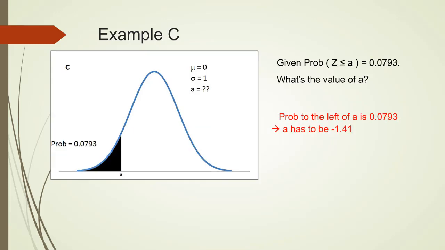This question tells us the area to the left of A is 0.0793. Here we are asked to find a z-score for a given lower tail probability. This is a reverse problem. From the z-table, we know A has to be negative 1.41 for it to have a lower tail probability of 0.0793.